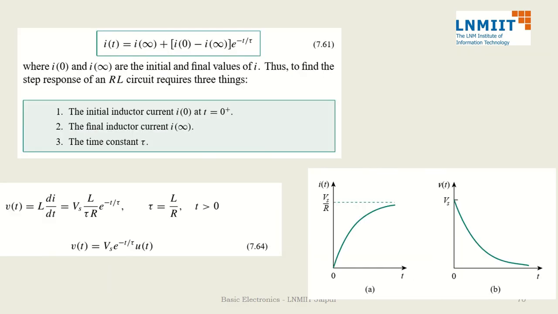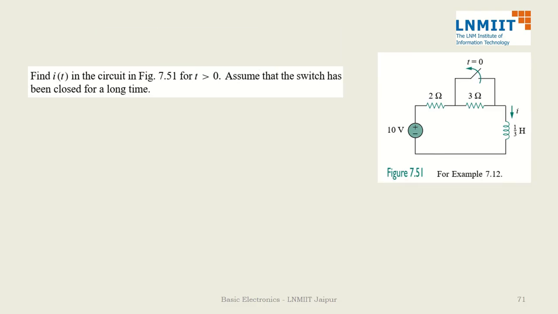So this is what the derivation is. You can go through them. These are the simple things. You have to focus on 3 numbers that you have to calculate if you get a standard RL circuit: I infinity, I initial, and tau. So let us have this example now.